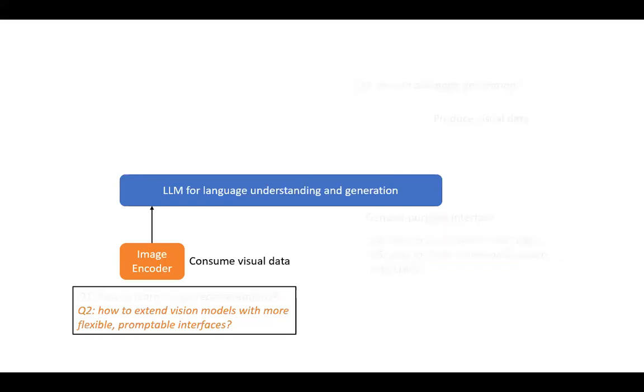So in this talk, I will try to answer the second question, that is how we should turn the vision models into more generic, flexible, and promptable ones. In other words, how we should build a general purpose vision system on top of the foundation model to address a wide range of vision tasks.